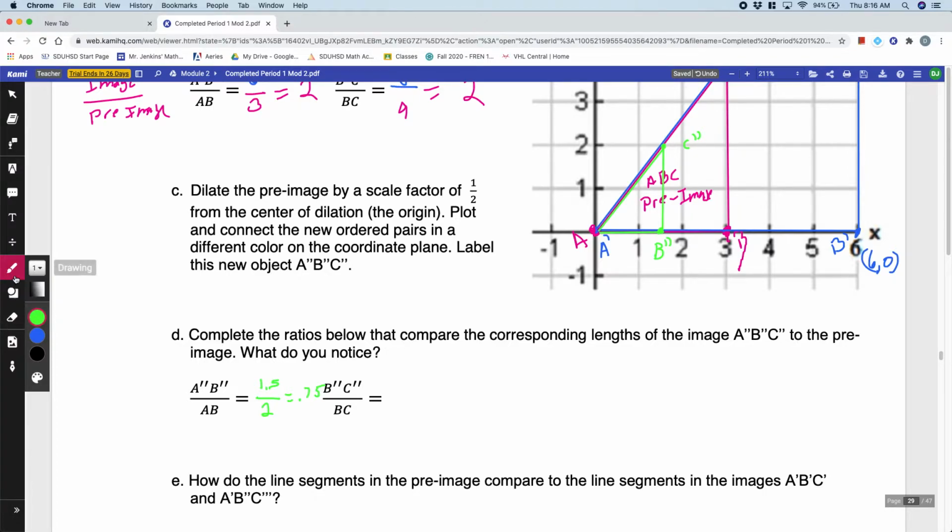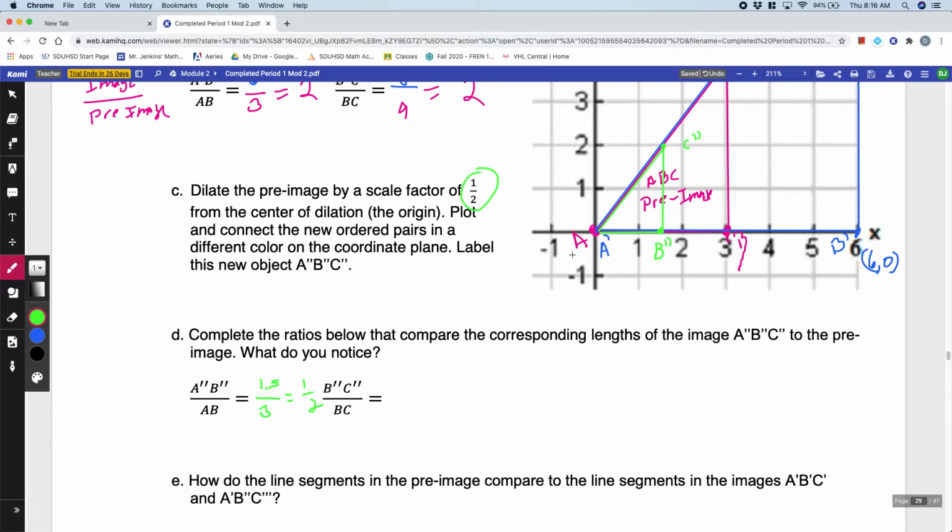And if I looked at this, oops, I messed up right there. Sorry. I didn't divide by 2. So one more time, this part was correct. AB prime was 1.5 and AB was 3. And that would simplify to 1/2. That's exactly what it said up here.